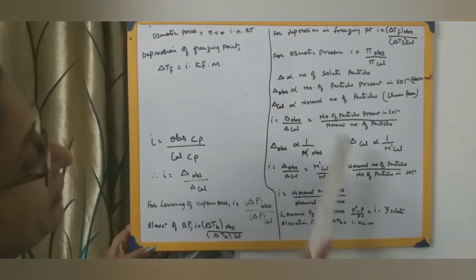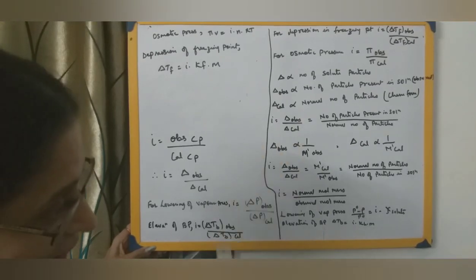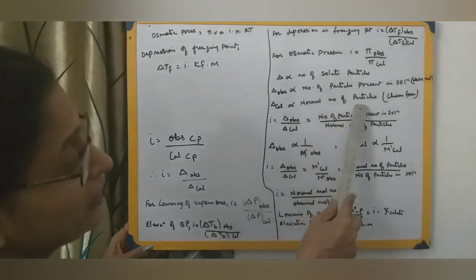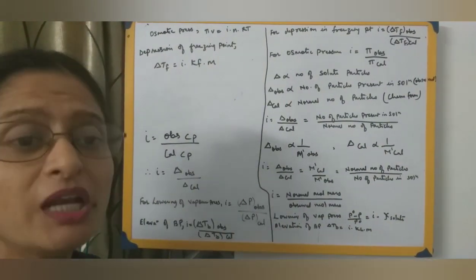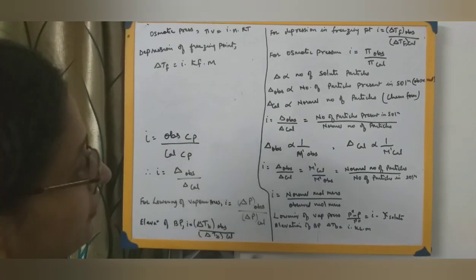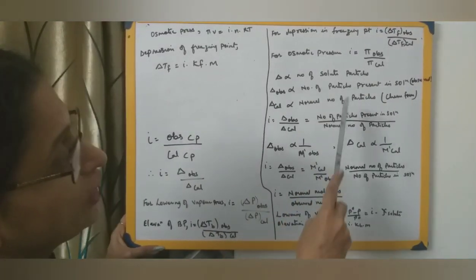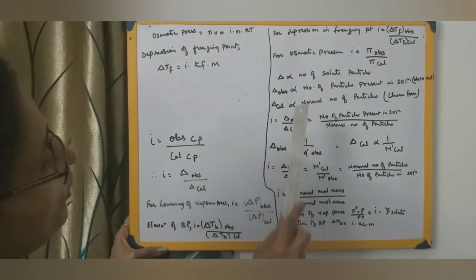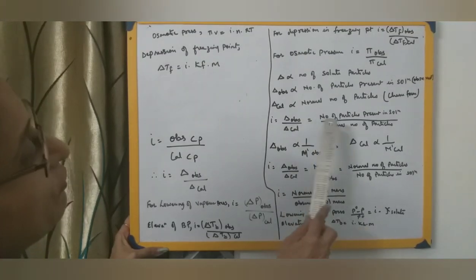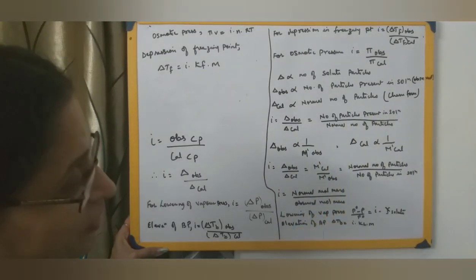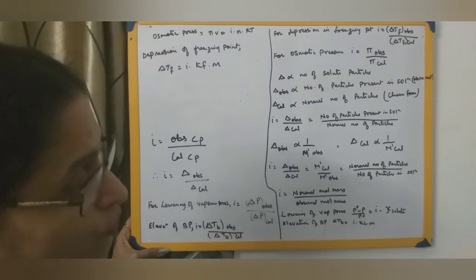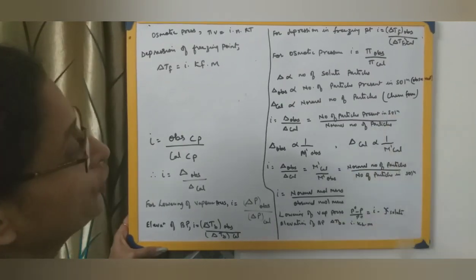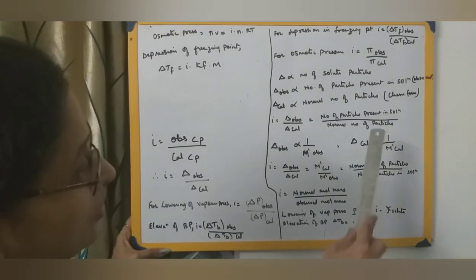Normal number of particles. Normal number of particles means the particles calculated on the basis of the chemical formula, the initial number of particles which are normally present before we put it into the solution. So here i is equal to delta observed upon delta calculated. So this will be the number of particles present in solution, after it has been put into the solution, whether it is undergoing association or dissociation, whether the number of particles is increasing or decreasing, upon the normal number of particles before putting it into the solvent.